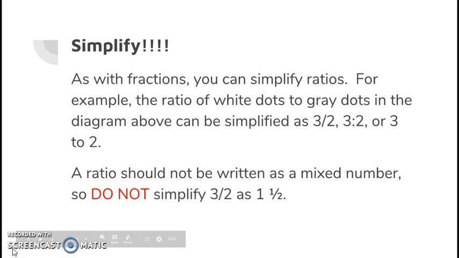As with fractions, you can simplify ratios. For example, the ratio of white dots to gray dots in the diagram that we just did, and actually it was blue dots, not gray, can be simplified as 3 to 2, just like we did when we did fractions. You can simplify those to get them in their lowest terms, which means they can't go any further when you're simplifying.